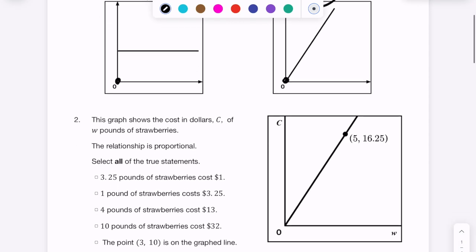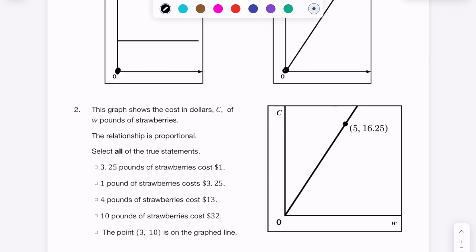Question 2. This graph shows the cost in dollars, C, of W pounds of strawberries. The relationship is proportional. Select all of the true statements. On the x-axis, or the w-axis, we have the pounds of strawberries, and we're talking about the cost in money on the y-axis, or the c-axis.